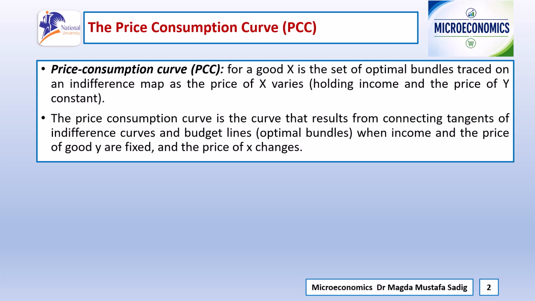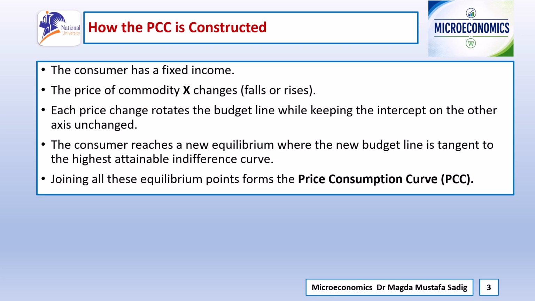Think about it in this way. Imagine you buy cheese and biscuits every week. If the price of cheese suddenly decreases, but your income stays the same, would you buy the same amount of cheese? Probably not. Most people would buy more cheese because it has become relatively cheaper. The PCC captures these different purchasing decisions and connects them into one curve.